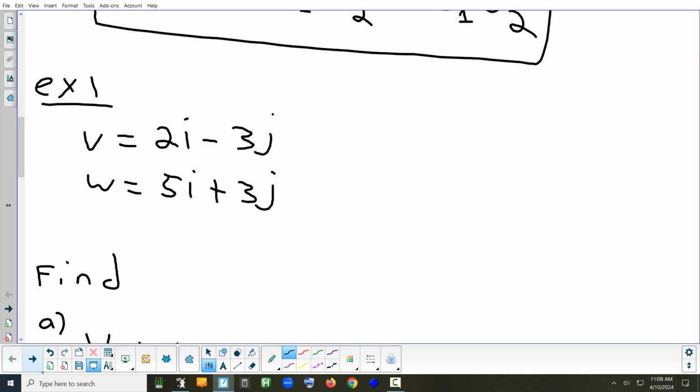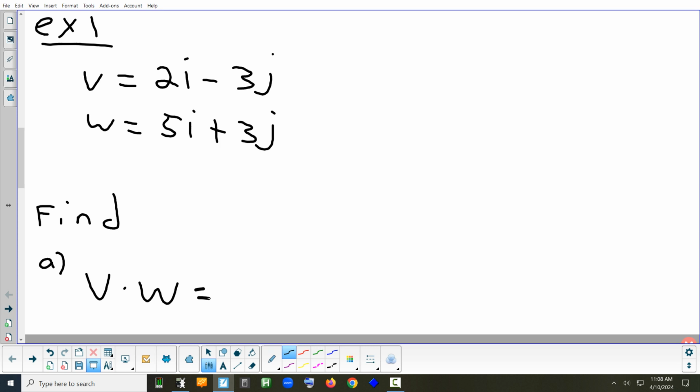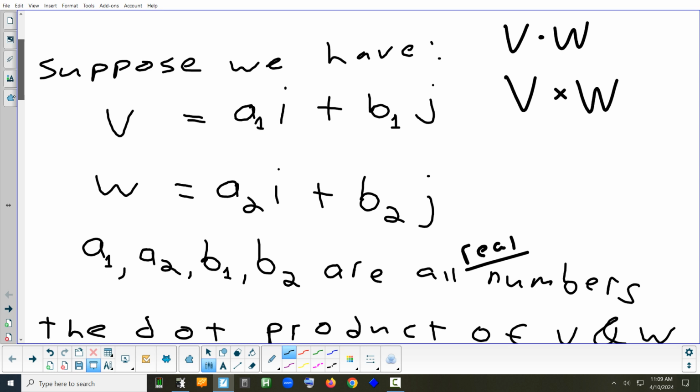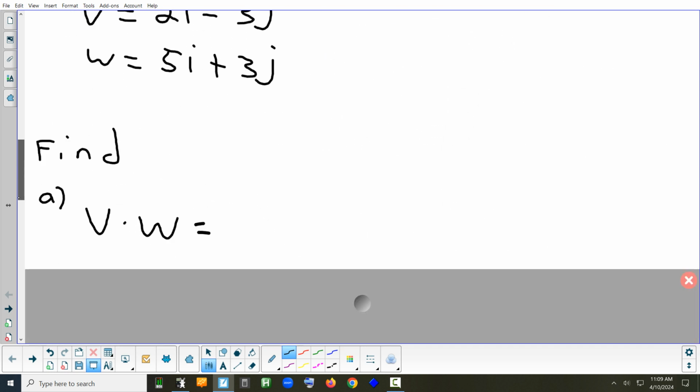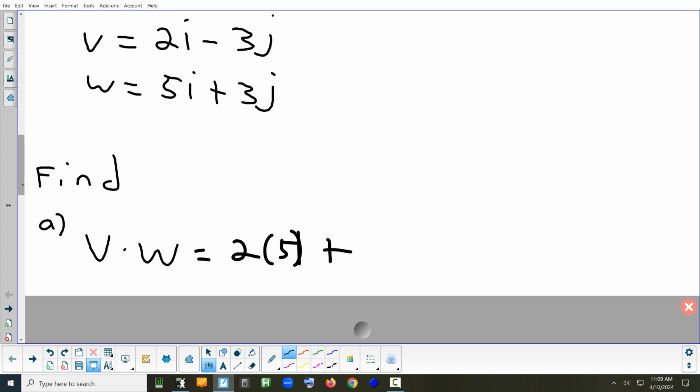Okay, so let's take these two vectors, 2i minus 3j and 5i plus 3j, and find the dot product between them. What would be the first two things I would multiply together if I'm finding the dot product between v and w? 2i and 5i, so 2 and 5. It's just the things that are in front of the i's. So you start with that. And what would come next? 2 times 5, and negative 3 times 3.